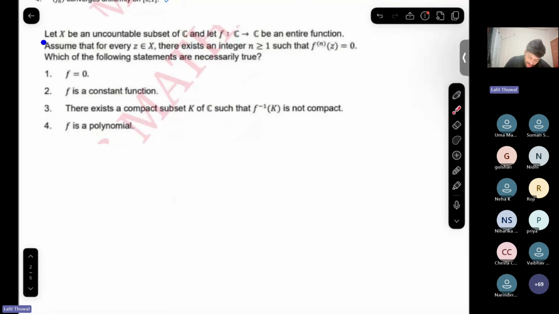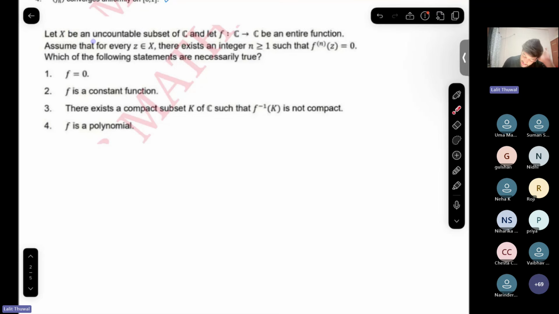What this says: let X be an uncountable subset of C and f: C to C be an entire function. Assume that for every z in X, there exists an integer n such that the nth derivative vanishes at z. Let me tell you, sometimes students interpret this problem wrongly and still get correct answers. Because sometimes you might think that there is a uniform n, that some n works for all z. In this case, suppose that X equals C.